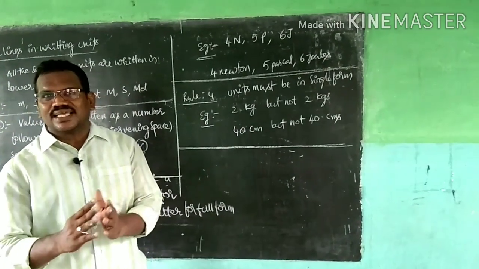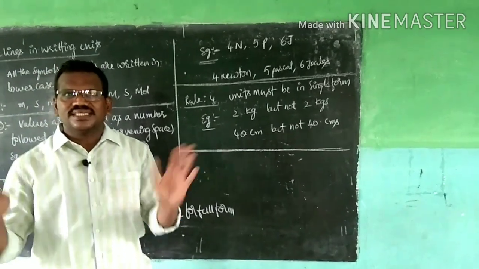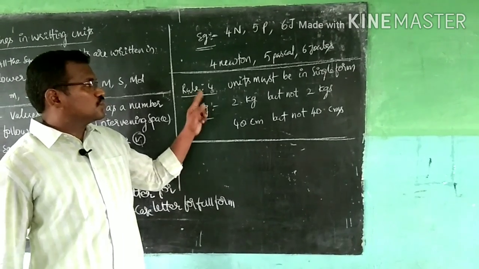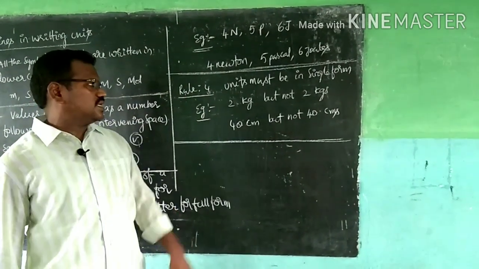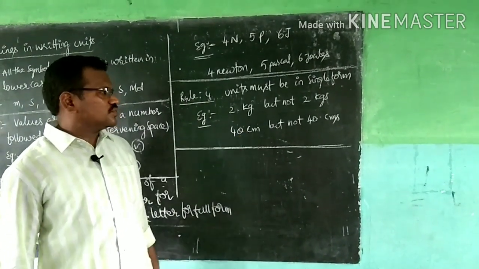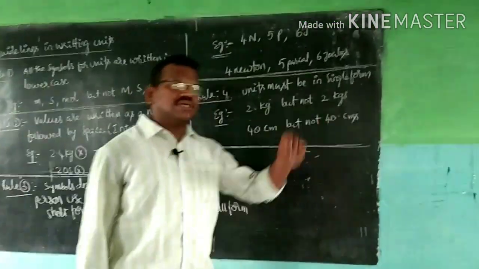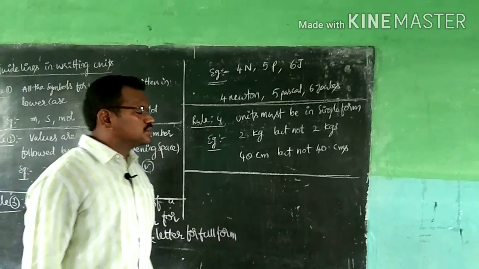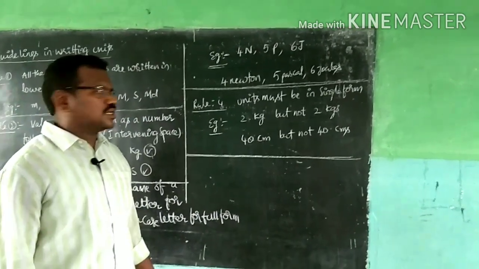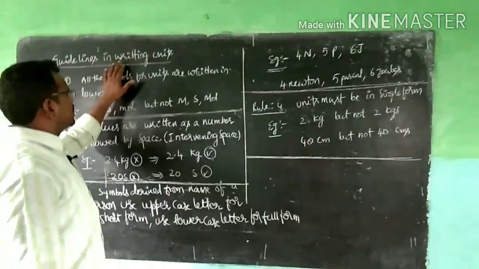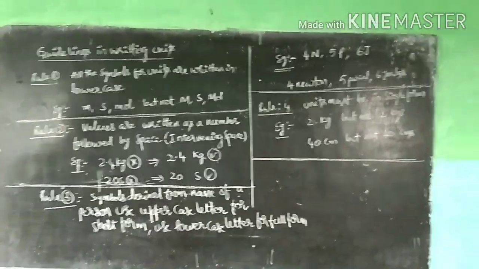But this is different in the case of liter. In liters it is common. We can write 50 liters and so on. So the rule 4 exception is liters. 40 centimeter we should write, but should not write 40 centimeters. These are all certain rules. There are 2 more rules, rule 5 and rule 6, the guidelines in writing the units.